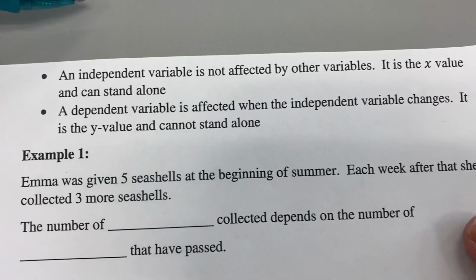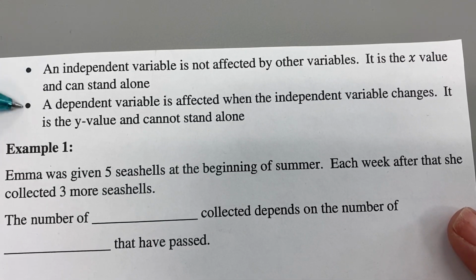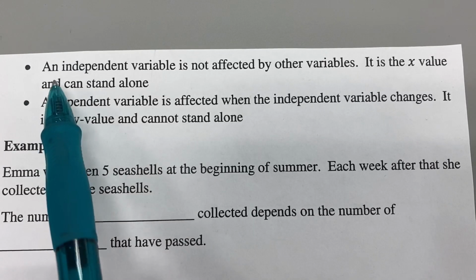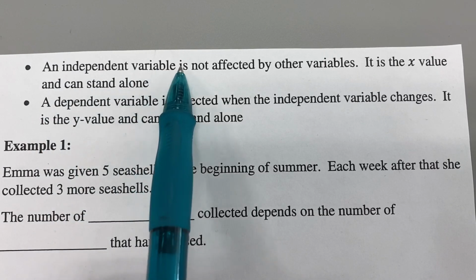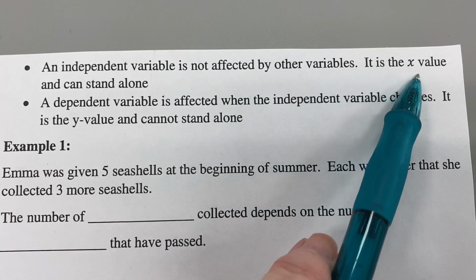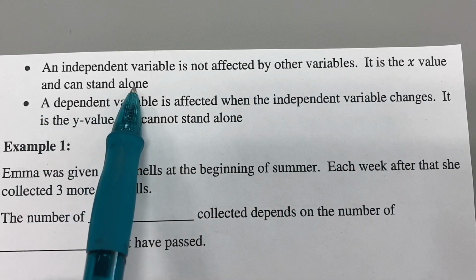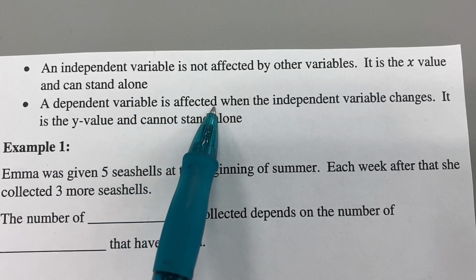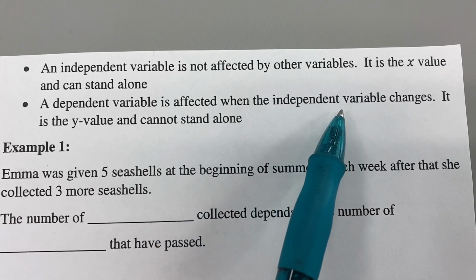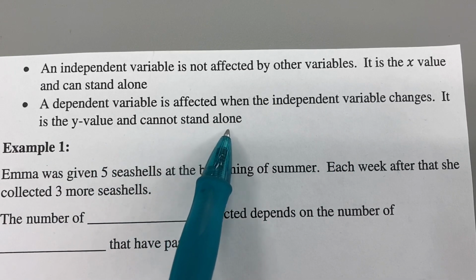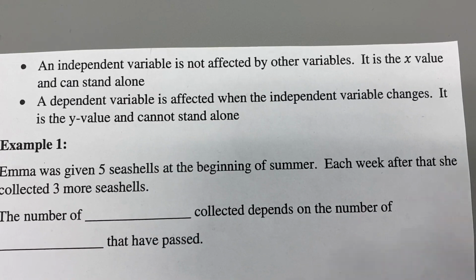Okay, here's our first example. We lead off with 2 bullet points, which you know we always read. So I'll go ahead and read this out loud. You can read it silently. An independent variable is not affected by other variables. It is the x value and can stand alone. A dependent variable is affected when the independent variable changes. It is the y value and cannot stand alone. So that doesn't mean much to you right now, but it will in a little bit.